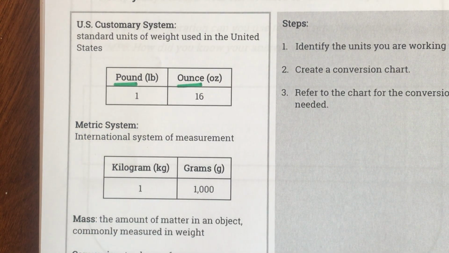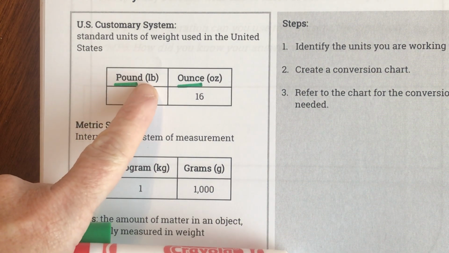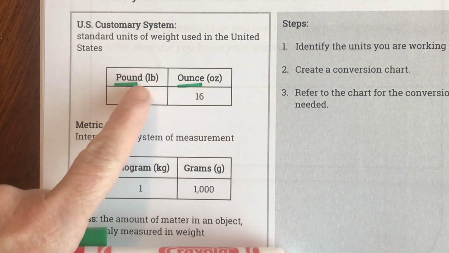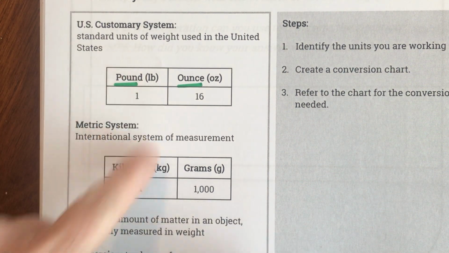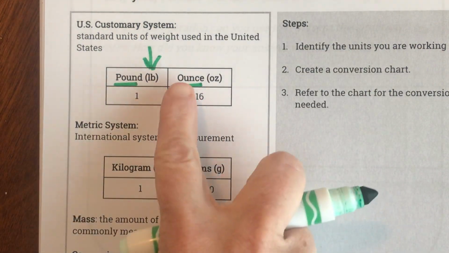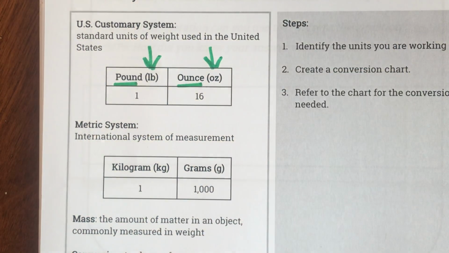What I want you to pay close attention to is the abbreviations. Look at how pound is spelled, but it's abbreviated with an L and a B. A lot of times that confuses people, so pay close attention to the abbreviation. Ounce is abbreviated with an O and a Z. So don't let that confuse you.